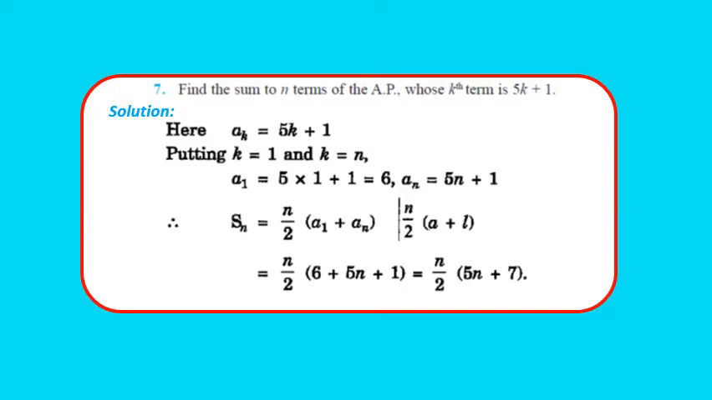So Sn equals to what? n upon 2 into (a plus an, last term). So we get n by 2 into (6 plus 5n plus 1), that is n by 2 into (5n plus 7). So this is our required sum of n terms. Clear? So pause and note down the solution.